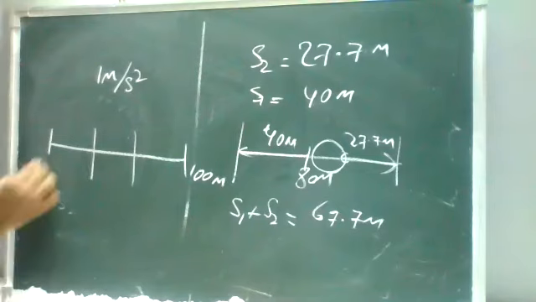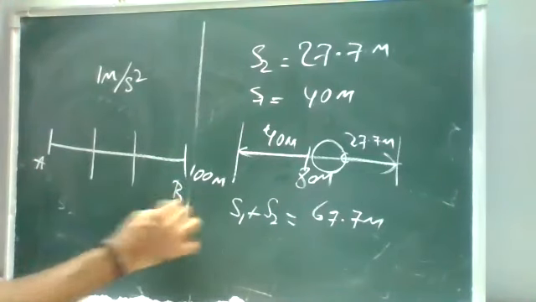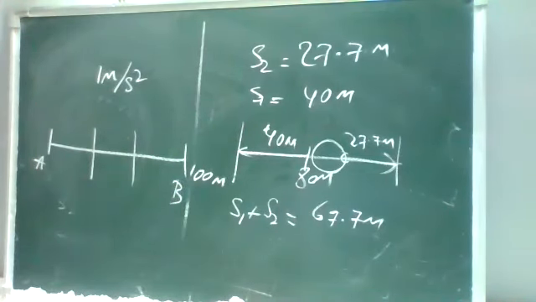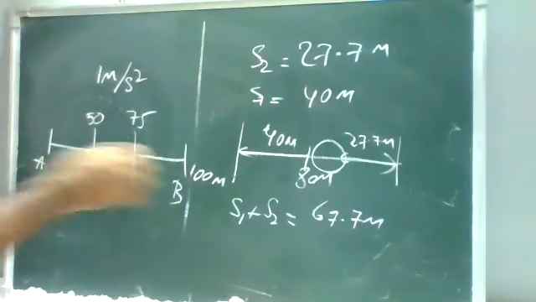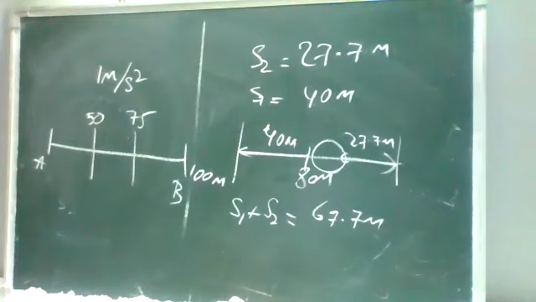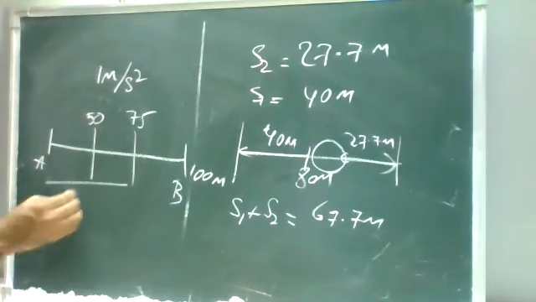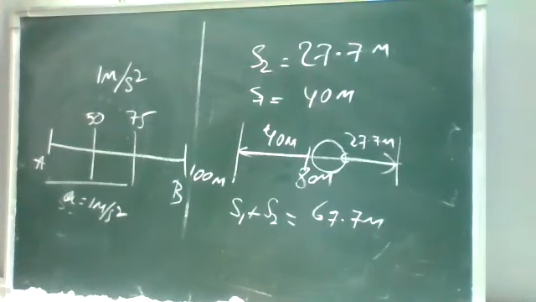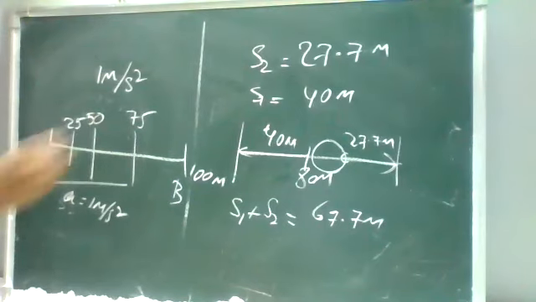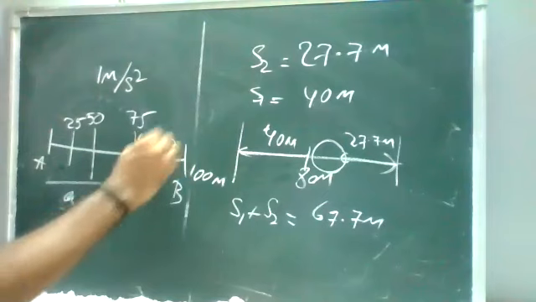So if the starting point is A and the end is B, the total distance is 100 meters. Marking the 3 quarters, it is 50, 75 and 100. For the first 3 quarters she had the acceleration a equal to 1 meter per second square. So you get 25, 50, 75. These are the 3 quarters. And the last quarter is with a uniform velocity.